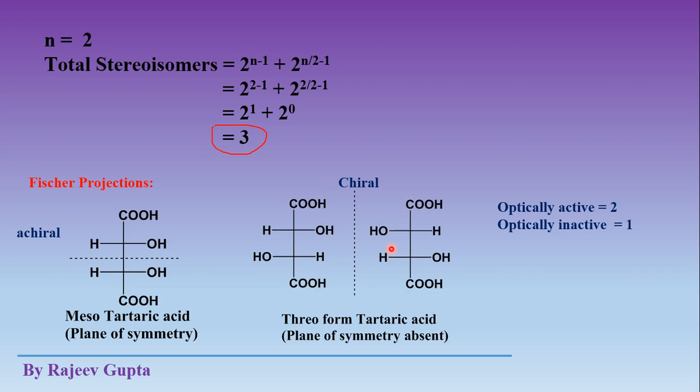Okay, so these two possibilities are present in this case. So these are the remaining two isomers. So total isomers are 3. This is first, this is second, and this is third. The first one is achiral or meso, and these two are chiral or optically active. These are the threo forms of tartaric acid. Here the plane of symmetry is absent. So we can say that optically active stereoisomers of tartaric acid are 2 and optically inactive is 1, which is meso.